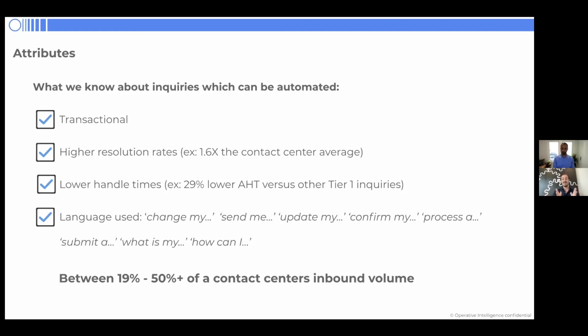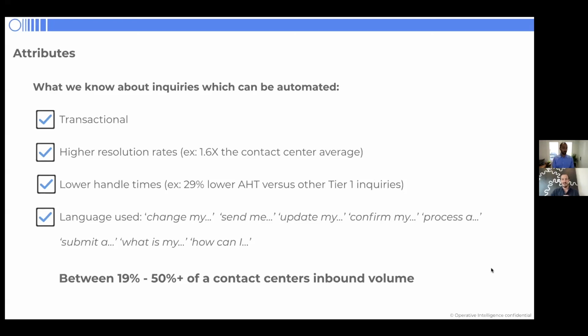Ultimately, it's between 19 to over 50% of a contact center's inbound volume. The bank we looked at before was a little bit less than that. The lowest that we've seen is 19%, where there was a disproportionately high number of pain points for that organization, where they had very legacy products. But typically we're looking in the range of over 30 to 50%. So a really significant opportunity. Understanding these attributes, we wanted to set up an action plan for you to go back and make sense of this within your own contact center data.